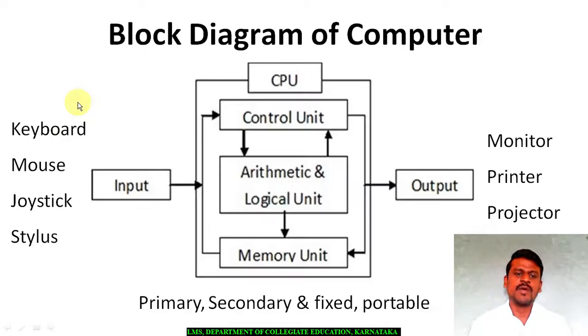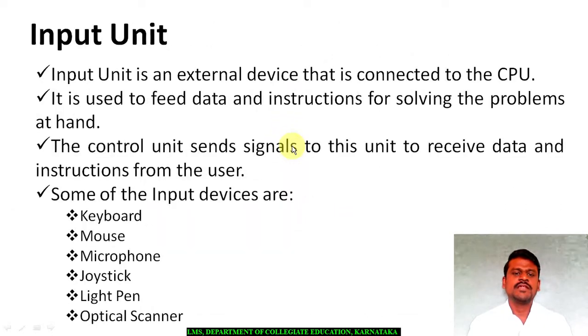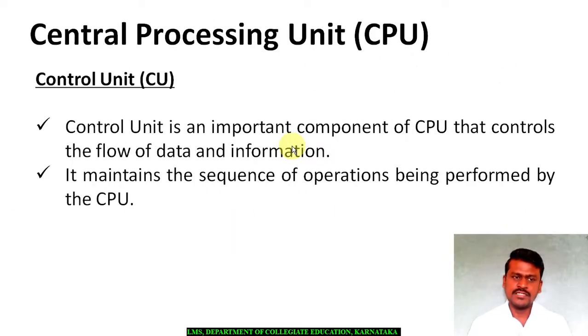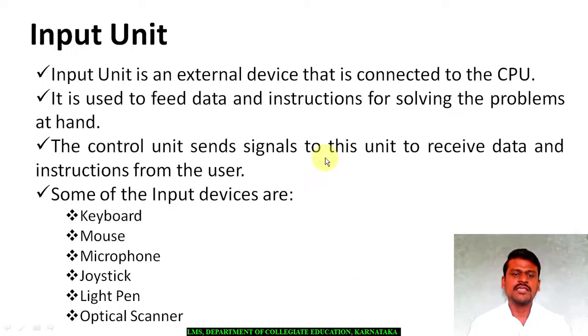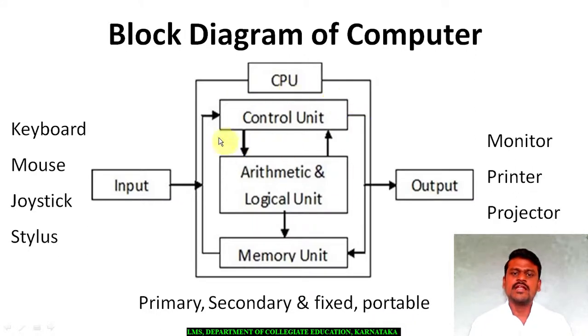You can see here, that is also part of the CPU, the central unit, right? The control unit is an important component of the CPU that controls the flow of data and information. You can call it a supervisor, which controls the flow of data from the input as well as the arithmetic unit or logical unit or memory unit as well as the output unit. This is the main component that supervises the operations of the input, output and memory units.